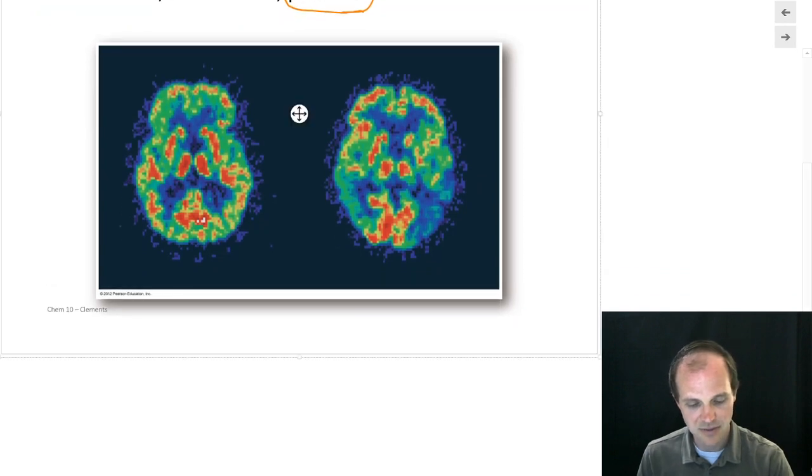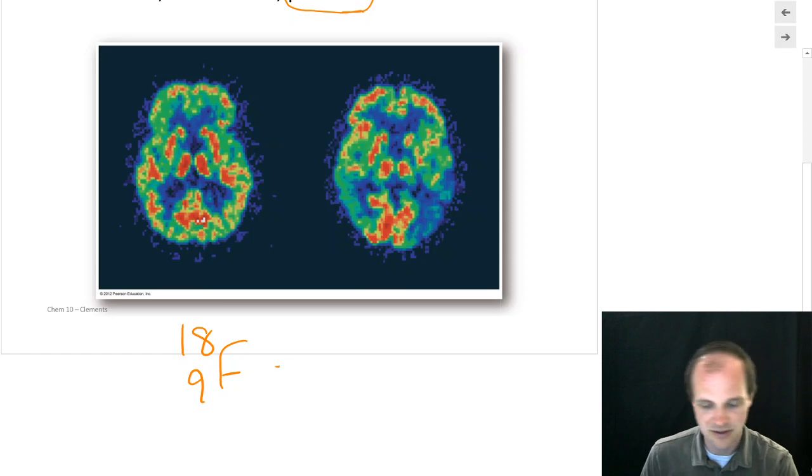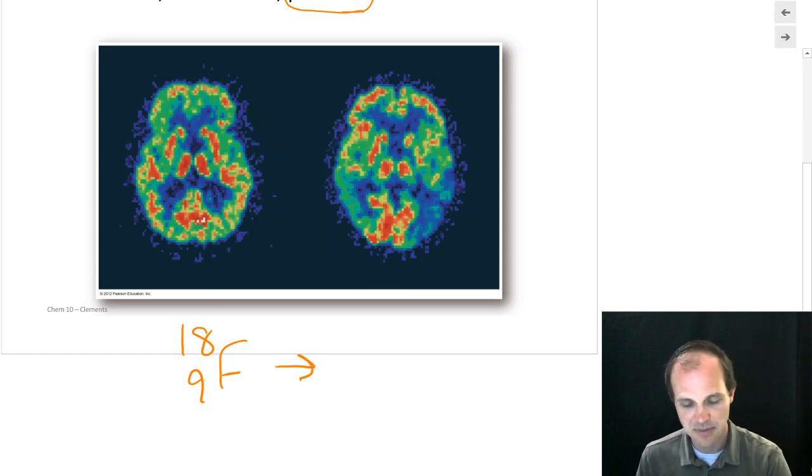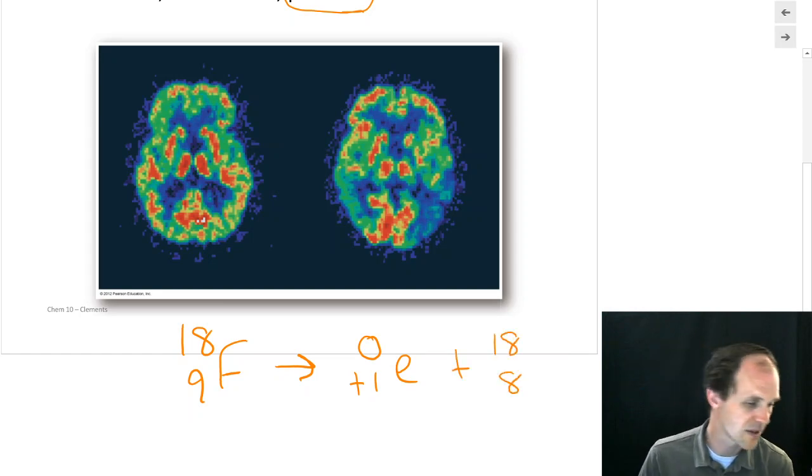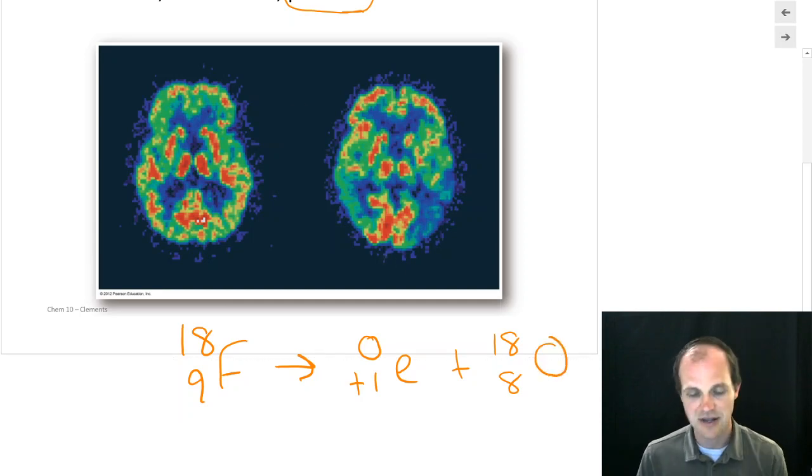So what's left in your body after that fluorine-18 decays into its positron? What's a positron? 0 and plus 1 e. And then what's left behind is 18 and 8. And what's 8 is oxygen. So that fluorine just turns into an oxygen atom, which isn't a bad thing to have in your body. So that is how PET scans work.